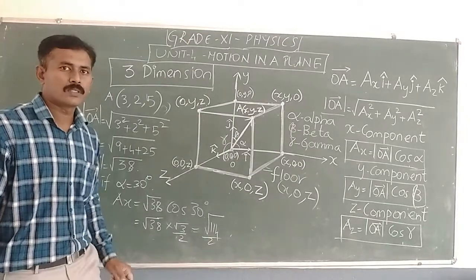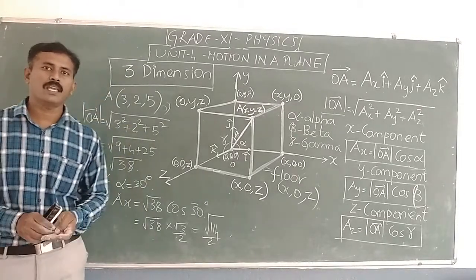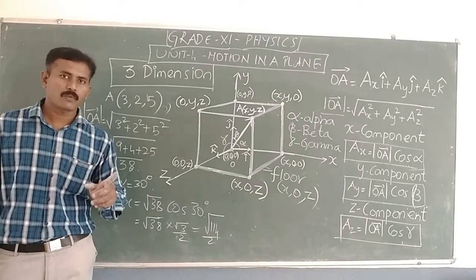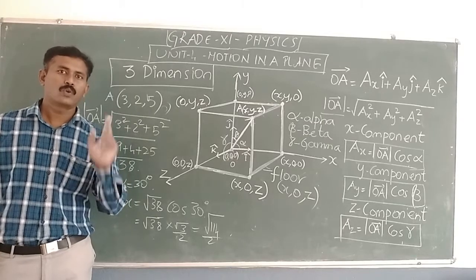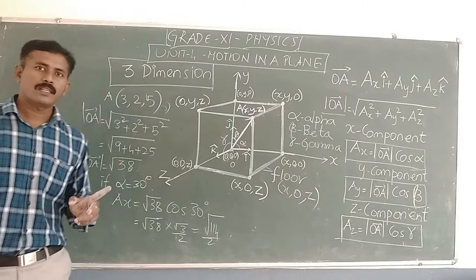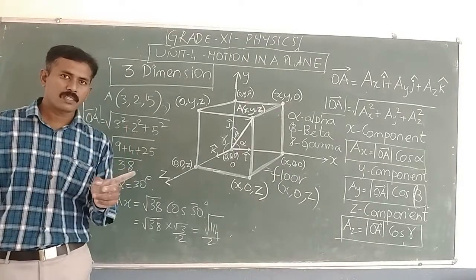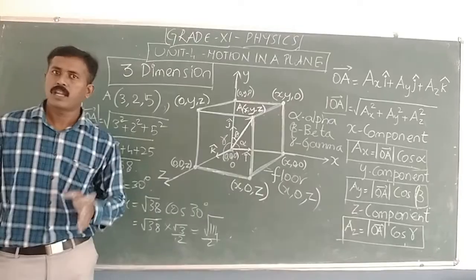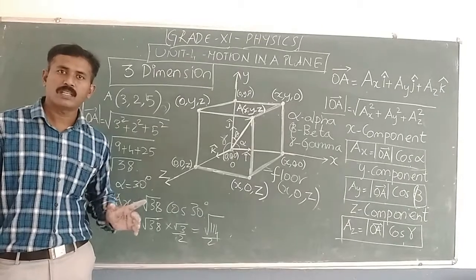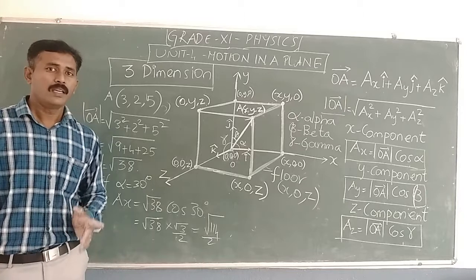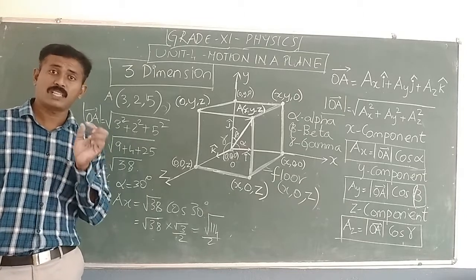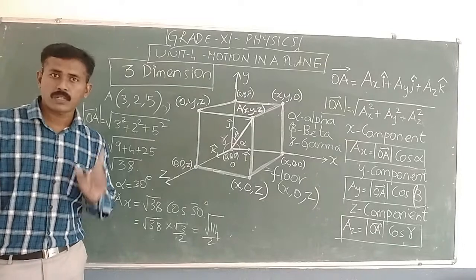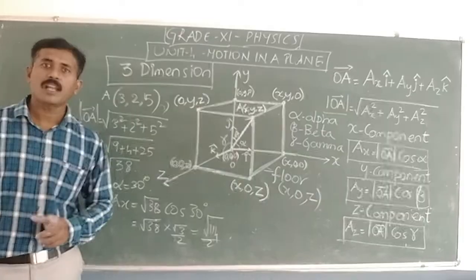So I repeat the concepts. One dimension involves only one line. It is represented by a position vector with one unit vector. Two dimensions have two lines, represented by a position vector with two unit vectors. Then the last one is three dimensions. A three dimension has three lines, that is three unit vectors. A point is represented with reference to three dimensions or three axes. So you need three unit vectors to represent a three-dimensional vector.